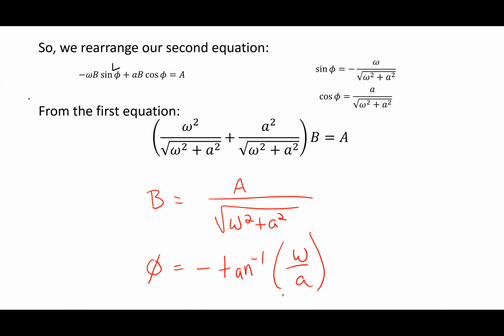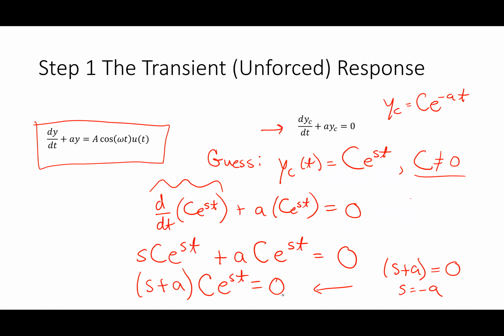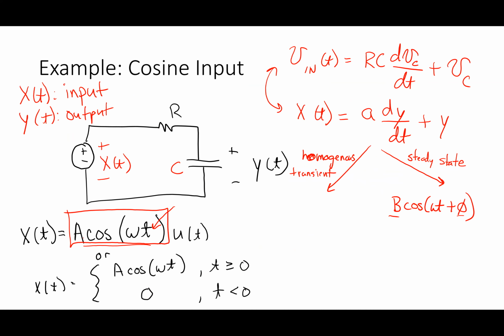But at the end of the day, the important thing is: put a cosine in, what did I get out? I got a cosine out, right? I put A cosine omega t in. I got B cosine of omega t plus phi out. All the work that I did was to figure out B and to figure out phi, right?